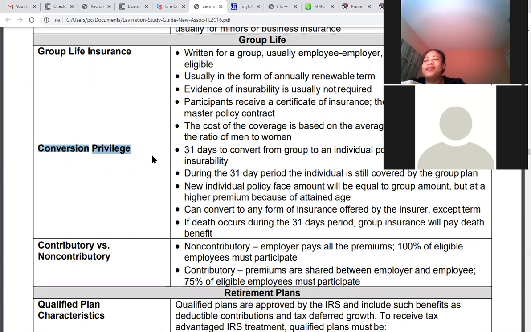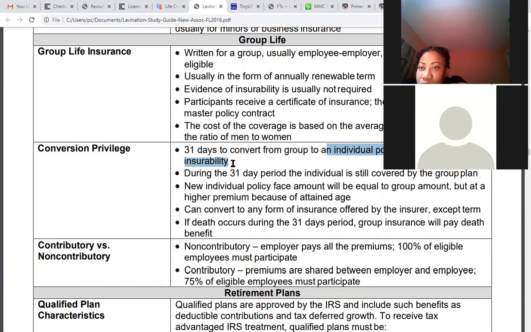conversion privilege. Okay, when you have a whole life, when you have a good policy on a group, you have 31 days. You can convert from a group to an individual policy without evidence of insurability.